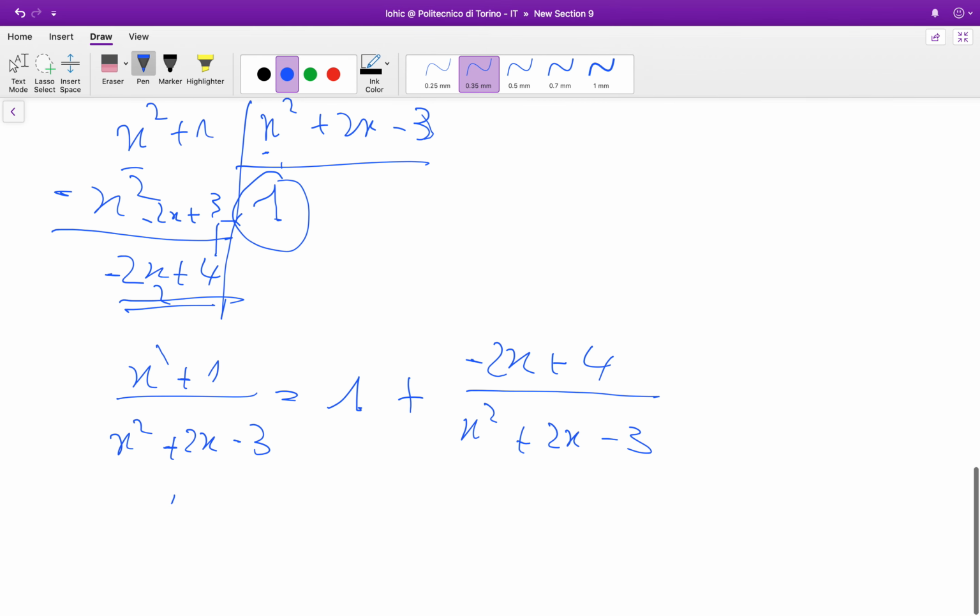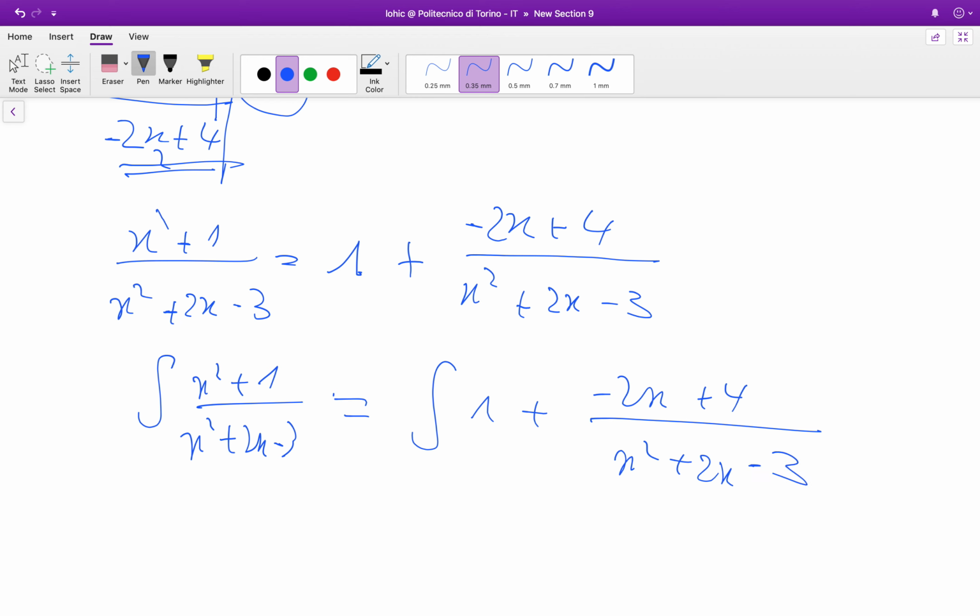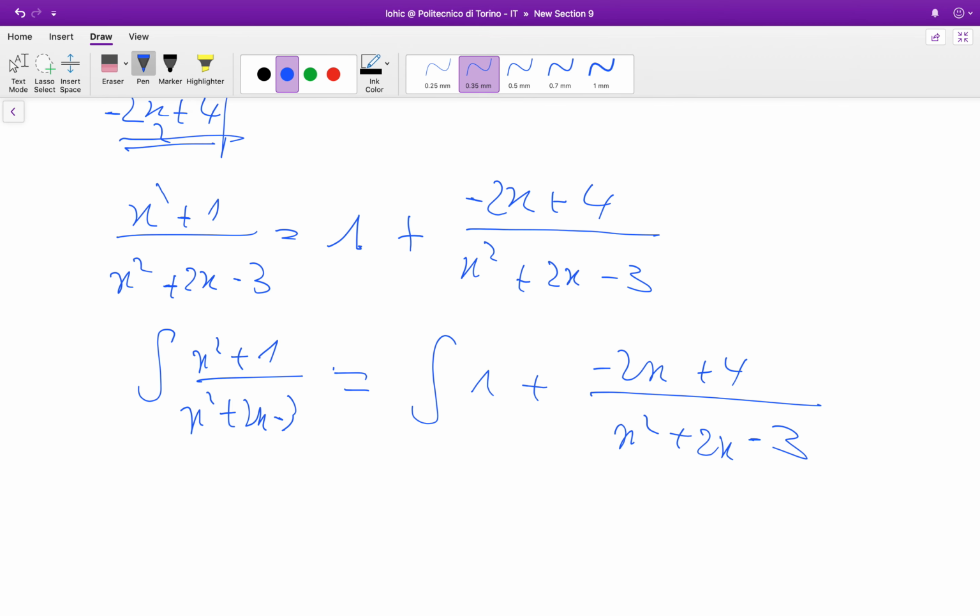So in other words, the integral of x squared plus 1 over x squared plus 2x minus 3 that we had at the beginning becomes just the integral of 1 plus minus 2x plus 4 over x squared plus 2x minus 3. Yes or not? At this point, this step concludes the Euclidean division, right?